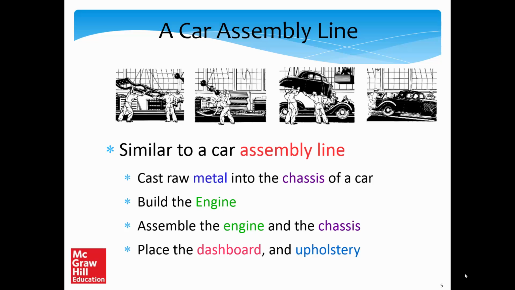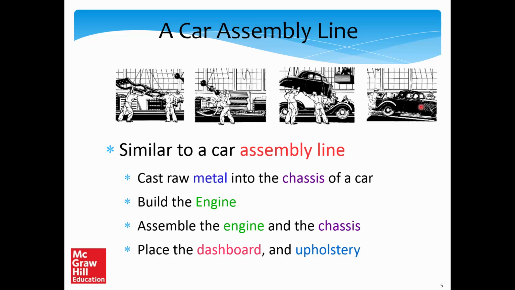So let's look at a car assembly line. In a car assembly line, we typically have different shops. We have one shop that casts raw metal into the chassis of a car. Then another shop builds the engines. Another shop builds the body. Another shop does the dashboard and upholstery. Finally, one group of people put everything together. And at the end of a car's assembly line, it is finally painted and tested, and then it's ready for delivery.